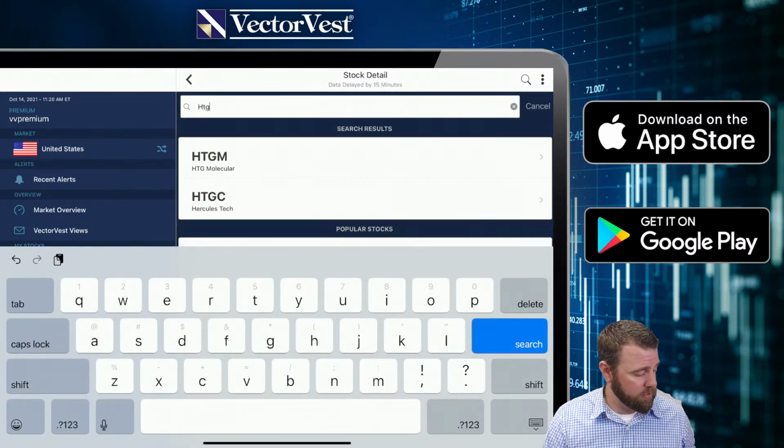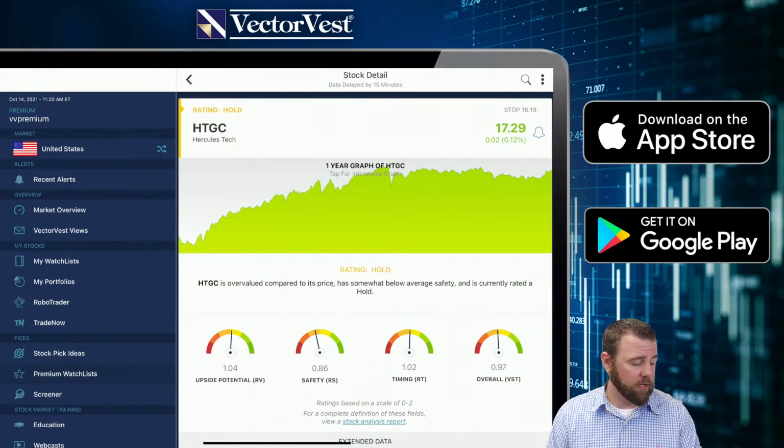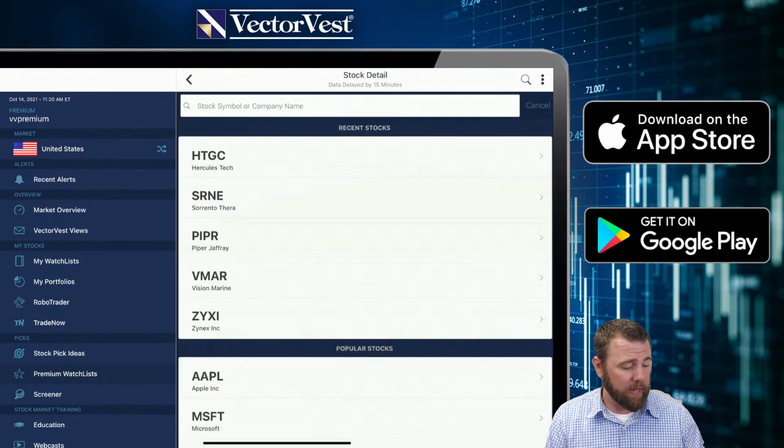HTGC. HTGC, good long-term potential, but more risk associated with that potential. You're basically moving sideways. No surprise when you look at that mini graph at the very top. Overall, stock is slightly below average for the time being.